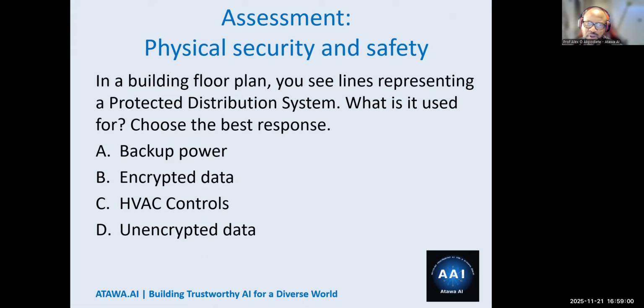So in your building floor plan, you see lines representing a PDS. What is it used for? This is really talking to you about unencrypted data.